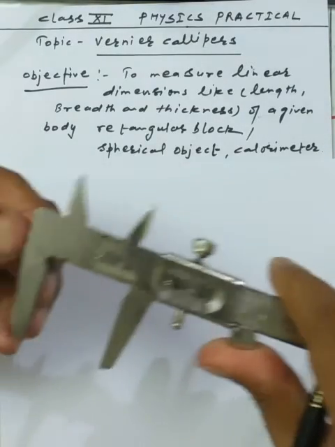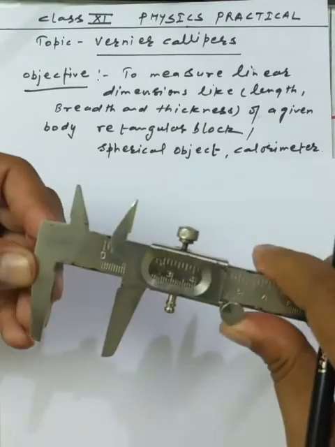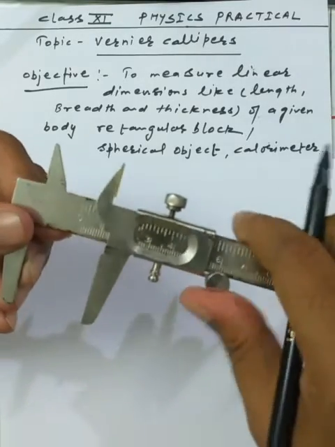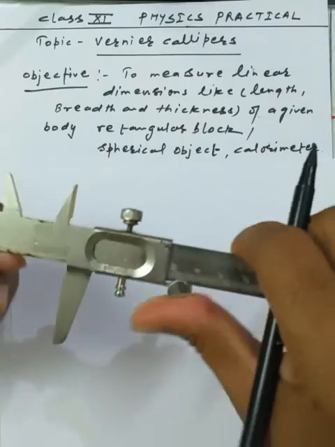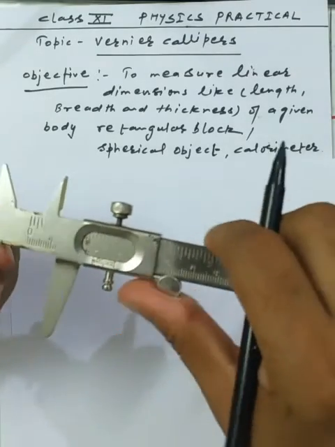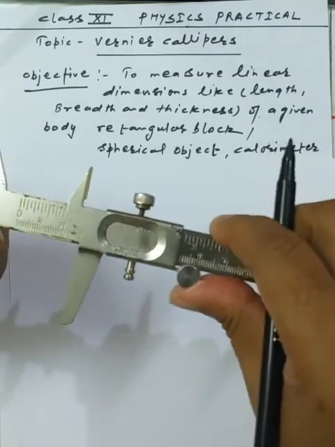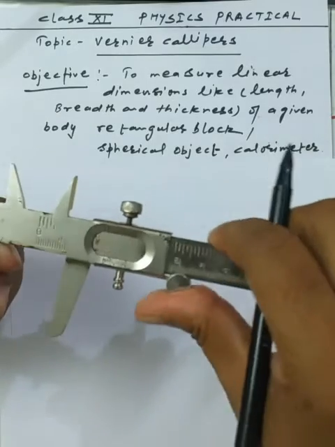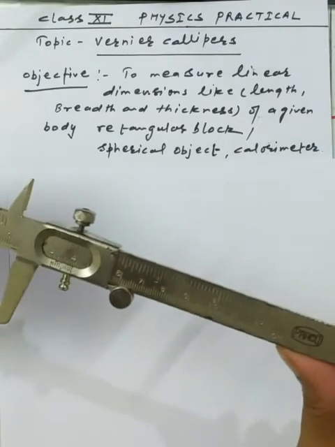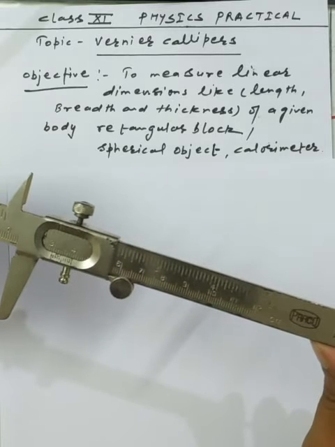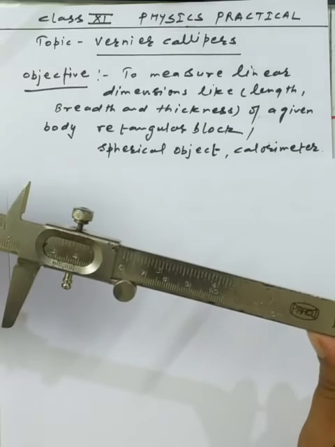Okay, so this is the simplest representation of the parts of the vernier calipers, and I can easily slide the platform of the vernier scale on the main scale with the help of this screw. Okay, so first we need to discuss the least count of the vernier calipers. How can we get it?